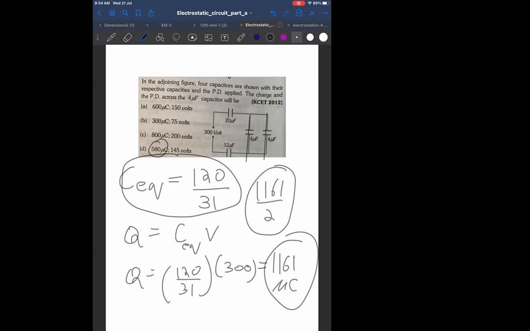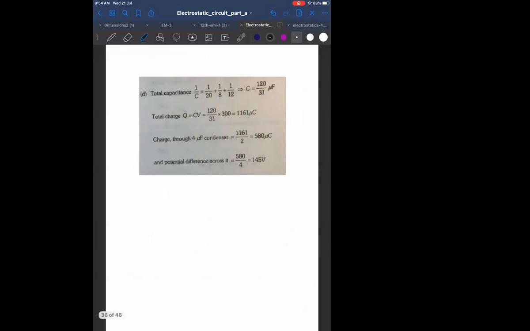And can you tell me what will be the potential difference? Potential difference will be charge by C. Therefore, it will be 580 divided by 4. 580 divided by 4 will be 145. Check and tell me, are you getting it, all of you? Raju, correct. So this is the answer.